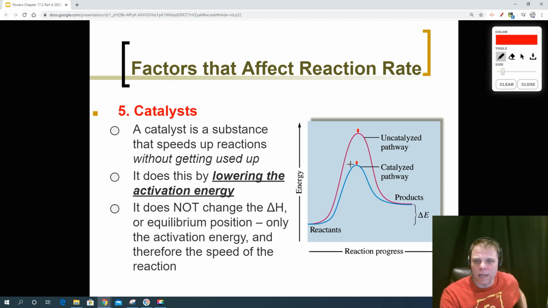If you can lower this activation energy, right, you're lowering that energy, then that means it doesn't have to take as long to get up and then over. So you're going to speed the rate of the reaction for each of those different chemicals that are reacting with each other.